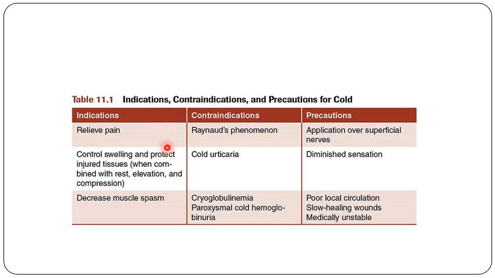These are your indications: relieve pain, control swelling and protect injured tissues when combined with those other means of treatment, and also decrease in muscle spasm. And again, the decrease in muscle spasm is just going to come from the slowing of the motor input and the decreased sensitivity of the muscle spindles.